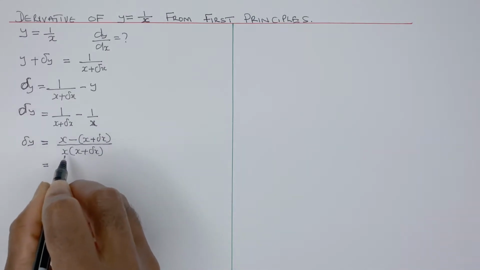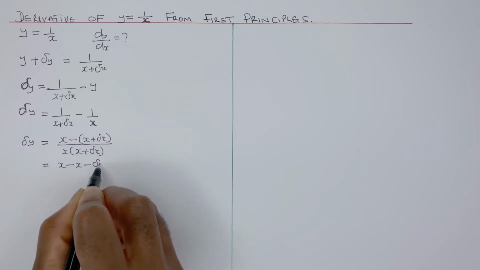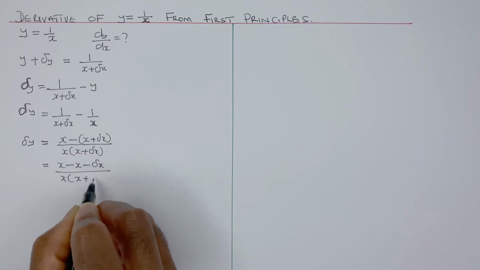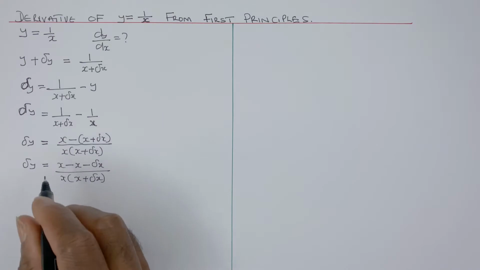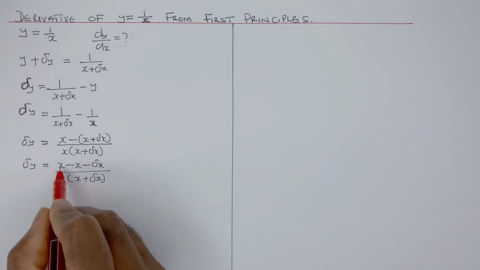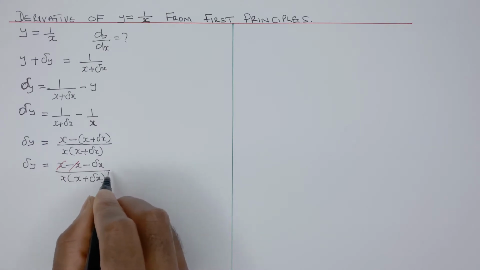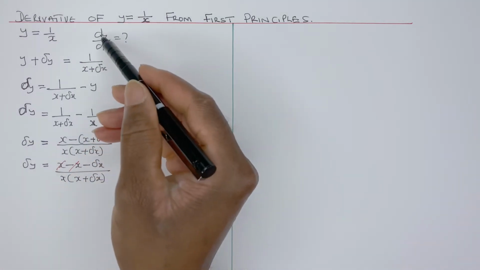If we expand the bracket, we get x minus delta x over x into bracket x plus delta x, and that's still the y. x cancels x because that's plus x and minus x. And now we need to divide both sides by delta x, because that's what we're after. We're after dy dx.